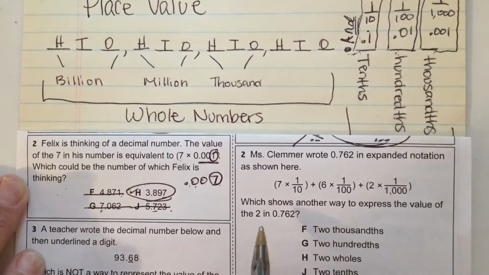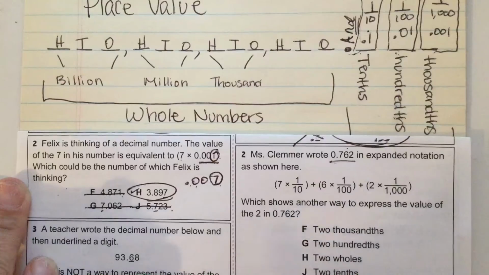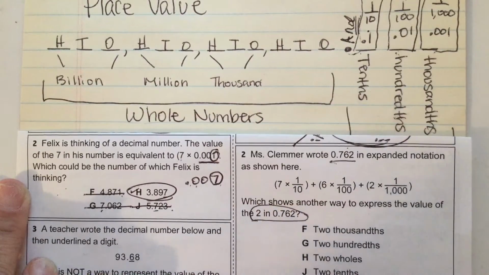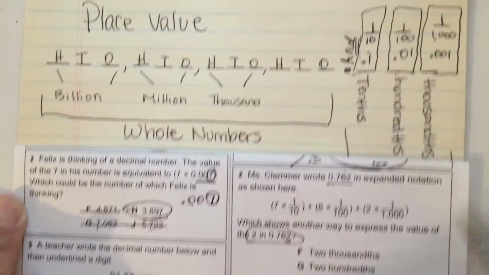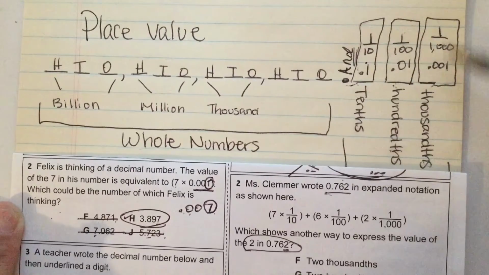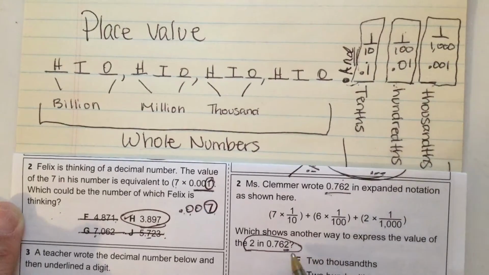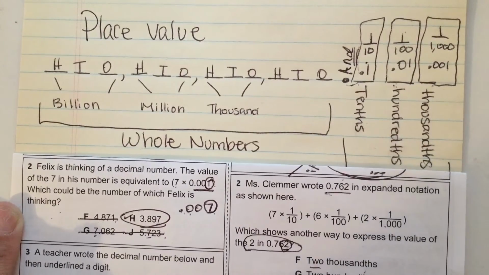Okay. All right. Miss Clemmer wrote 0.762 in expanded notation as shown, which shows another way to express the value of the 2 in 0.762. All right, so the 2 is in the last place, so it's in the thousandths place. So what's the value of the 2? It's worth 2, we know that. Is it thousandths, hundredths, wholes, or tenths?